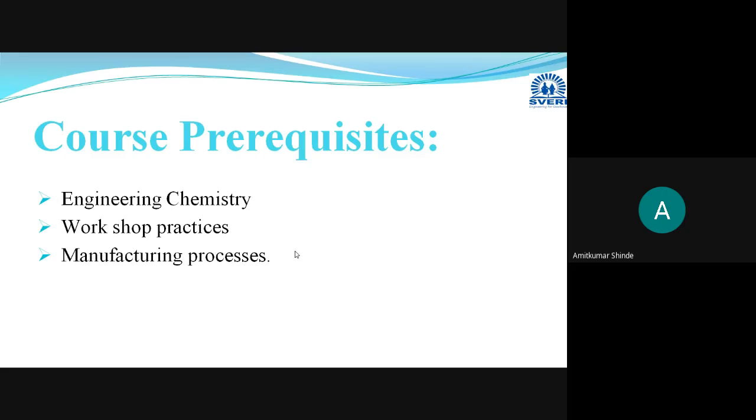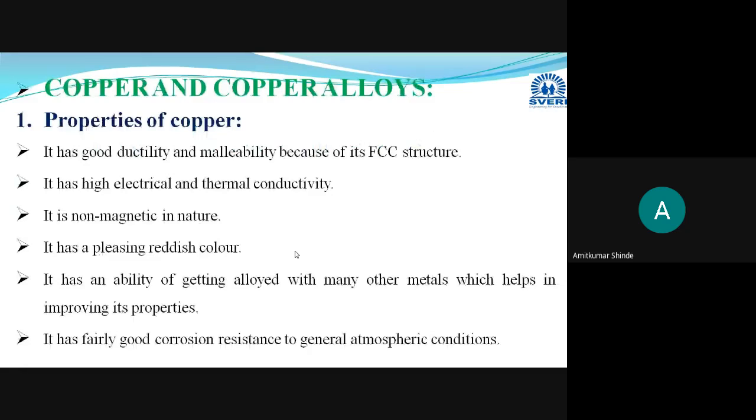That is the engineering chemistry. Engineering chemistry means you should be aware of what is the meaning of metal, what is the meaning of non-metal, like this, and you should have gone through some workshop practices, and you should have knowledge regarding some basic manufacturing processes. Means what is the cold working process, hot working process, because we are using those terms directly while discussing all these different types of brasses, bronzes, or different types of the alloys. Now, the first in our syllabus is the copper and copper alloys.